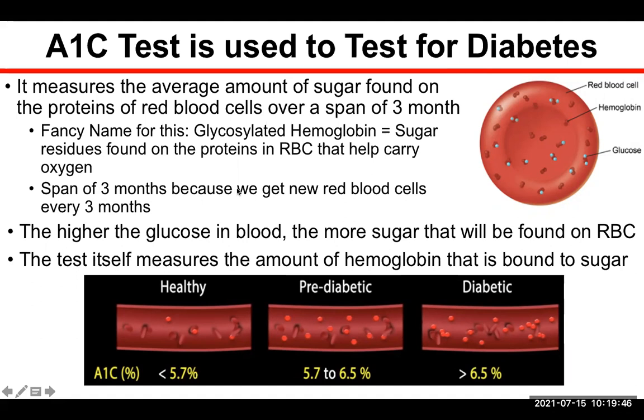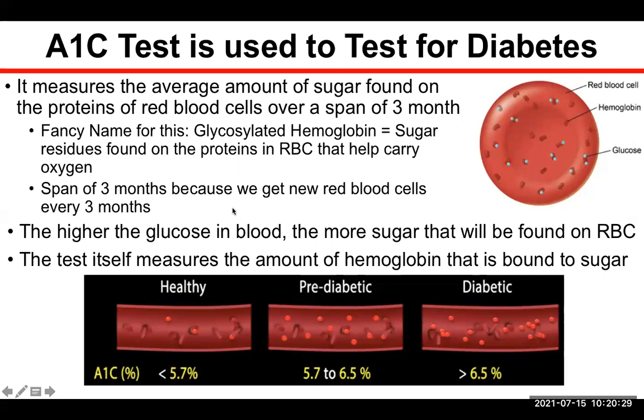And so what this test basically looks at is the amount of sugar that is on your red blood cells. So here I have a picture of a typical red blood cell, and it has these proteins within them called hemoglobin. And hemoglobin are going to be the key proteins that help carry oxygen throughout your blood. The hemoglobin proteins will end up also binding to the sugar that's in the blood. And so this process is just called glycosylation. So it's just like glucose binding to the hemoglobin. And so we're able to actually measure the percentage of glucose that is bound to a red blood cell.